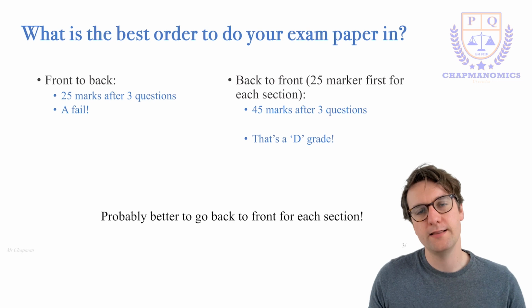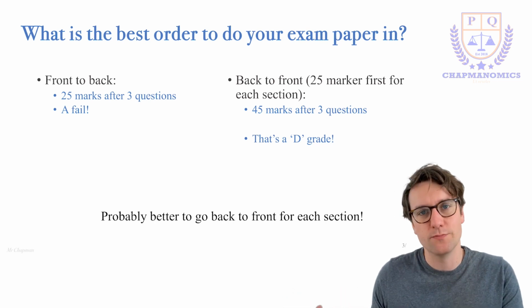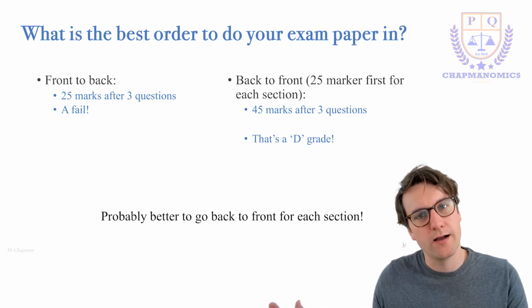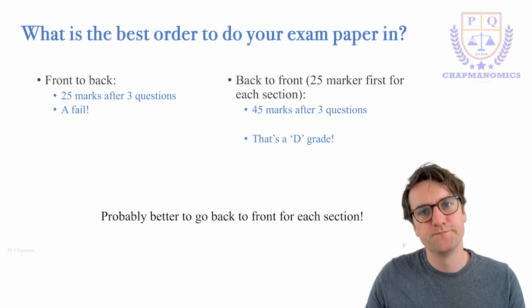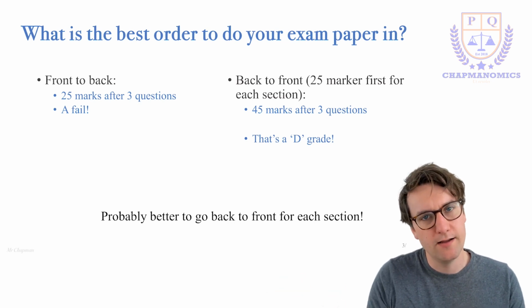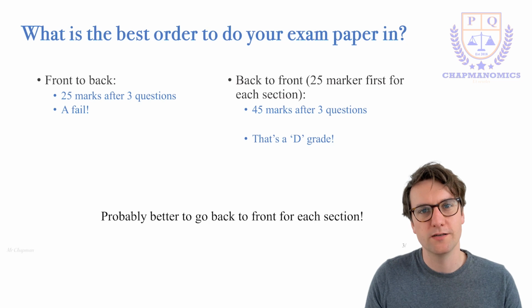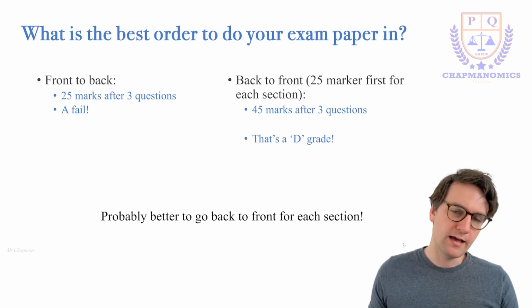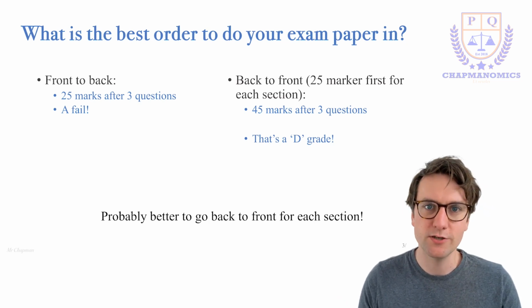So for paper 3, that means start with either section A or section B, but probably start with section B and go backwards from your 25 marker through. Then go on to section A and go backwards again from your 25 marker through to your 5 marker. That way you should hopefully maximize the number of marks you're going to get.